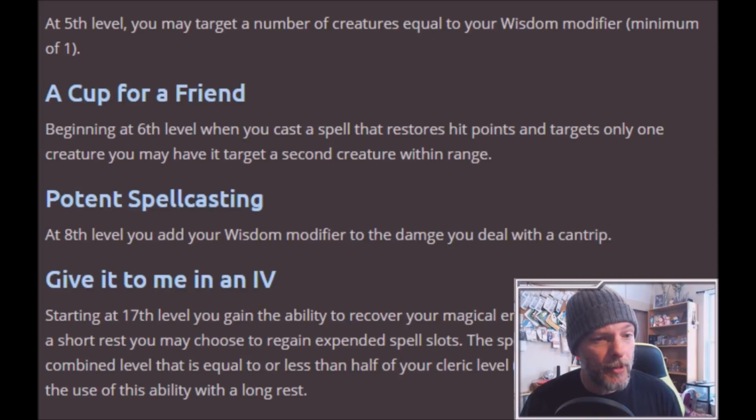I dig it. The next ability is potent spellcasting. So at 8th level, we can add our wisdom modifier to the damage we deal with a cantrip. And you're going to see in a little bit that one of the cantrips I picked is going to be super awesome and super on theme. But a really cool domain ability to get at 8th level.